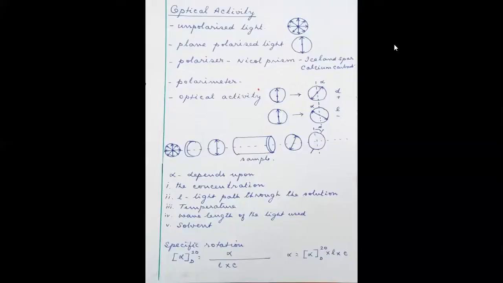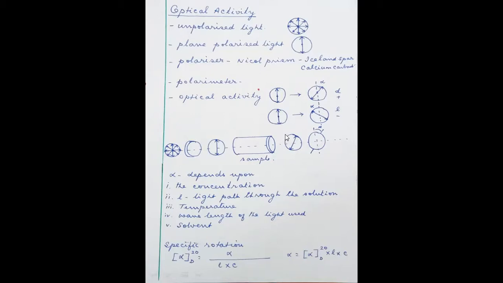So this is what we saw in the last class. Unpolarized light has vibration in all the planes, whereas plane polarized light has vibration in only one plane. The polarizer is the nickel prism. When unpolarized light is passed through a nickel prism, you get plane polarized light. And when the plane polarized light is passed through a tube containing the solution of the sample, the plane of the plane polarized light is turned either towards right or towards left.